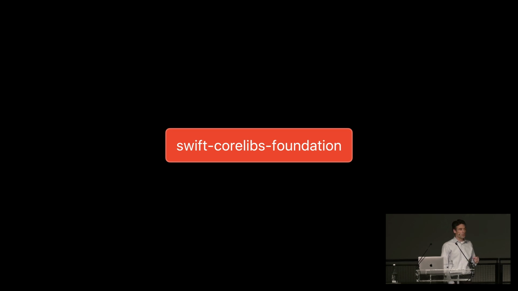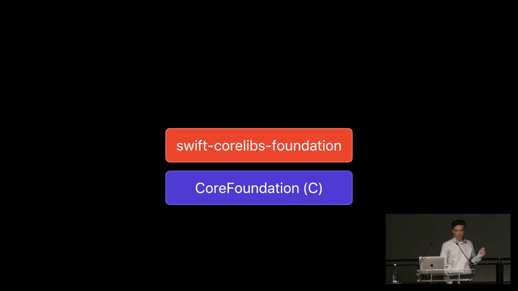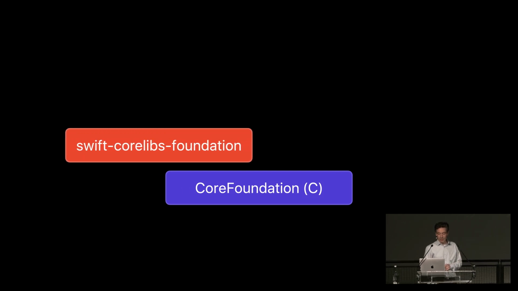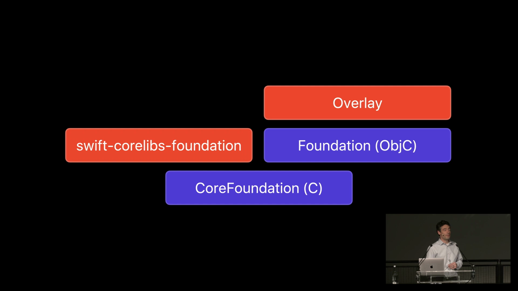It uses the open source C implementation of Core Foundation and wraps it with a layer of Swift. On Darwin platforms, we wrap Core Foundation with Objective-C and then add Swift API on top of that. So despite the shared Core Foundation base, much of the code is a fork.